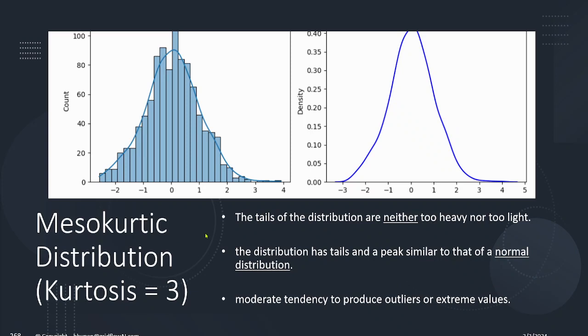So for example, this one is normally distributed data, and in this case it is neither too heavy nor too light, and the distribution has tails and a peak pretty similar to a normal distribution. They can have some outliers, but not really bad ones. So this kind of plot is called mesokurtic.